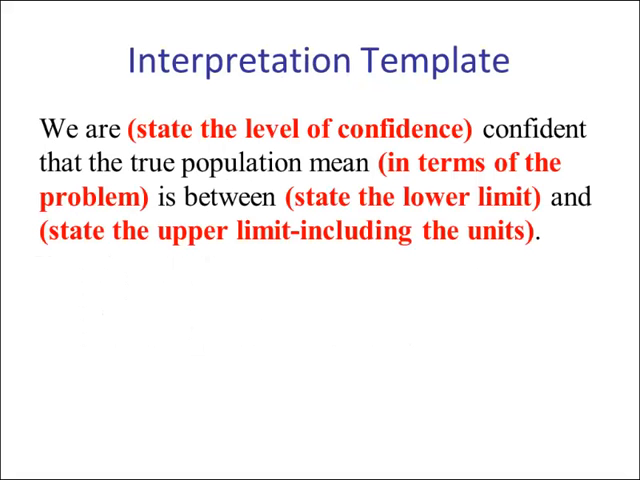This is our interpretation template. When we estimate the population mean using a confidence interval, this is the template that we want to use. We start by stating the level of confidence. It's either going to be a 90, 95, or 99. That will be given in the problem. Then we say confident that the true population mean, in terms of the problem, is between, we state the lower limit, then we say and, then we state the upper limit, and we include the units. Let's look at a visual.